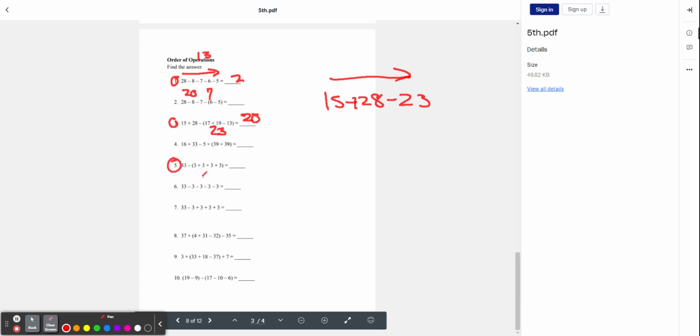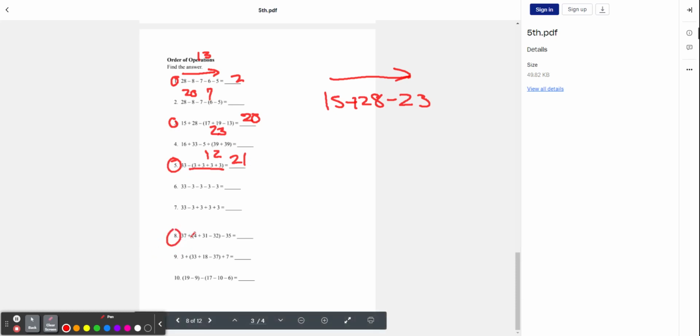Let's try 5. We're going to do what's inside the parentheses first. So 3 plus 3 plus 3 plus 3, that is the same as 3 times 4, which is 12. And 33 minus 12 is 21.